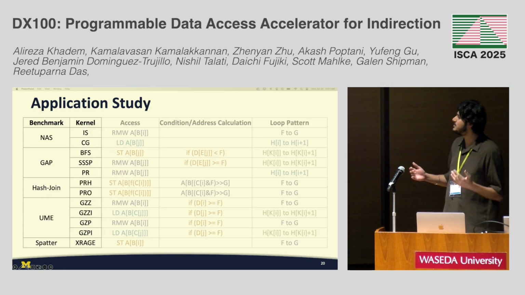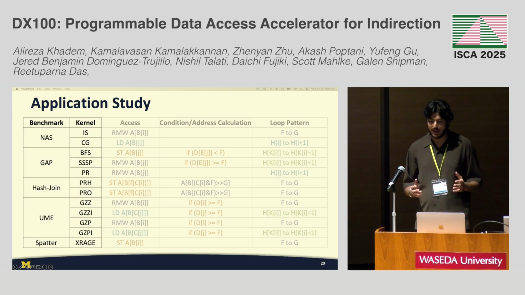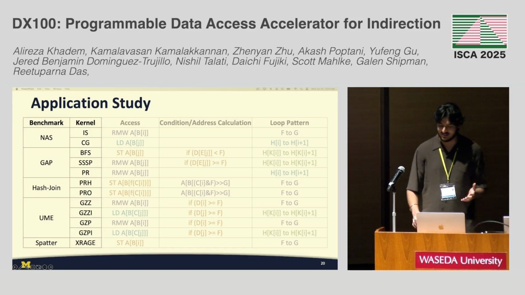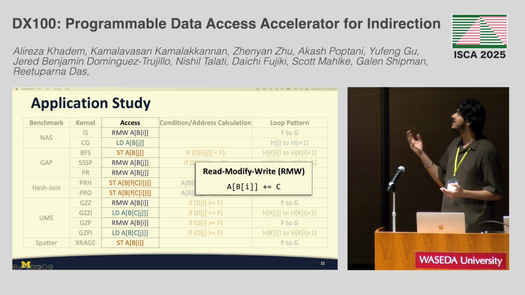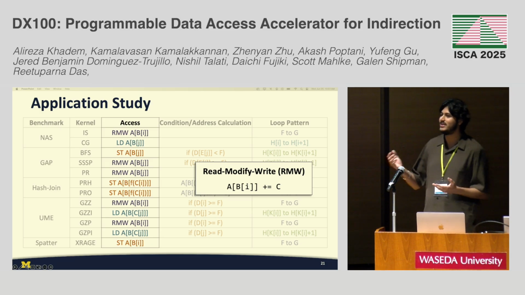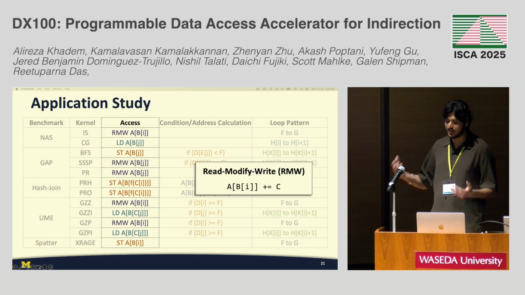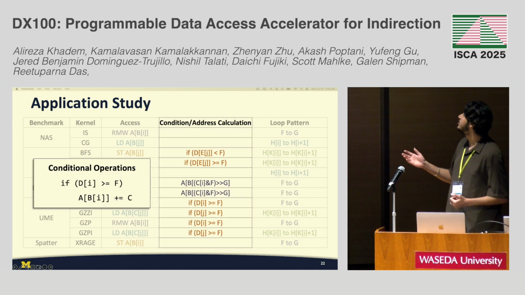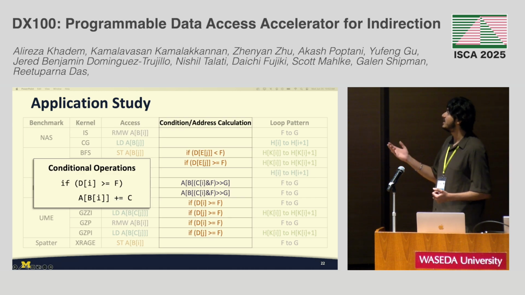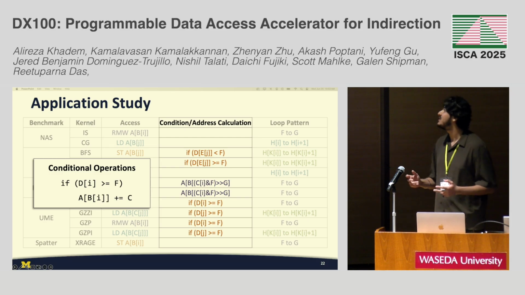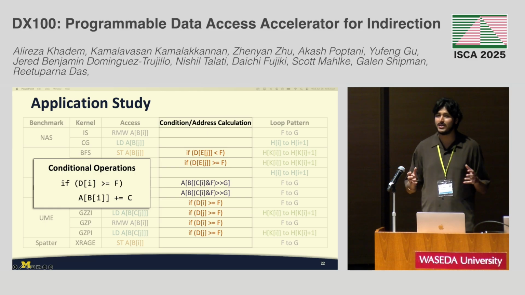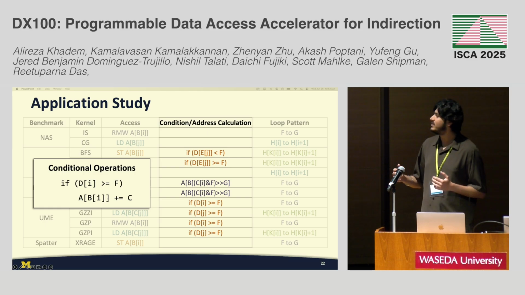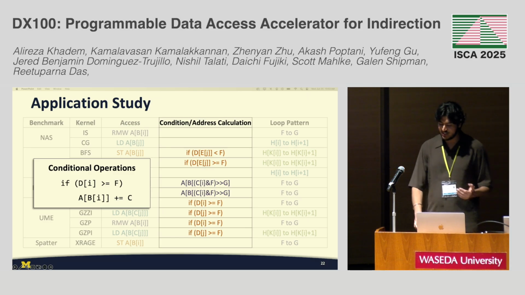We analyze the HPC applications to capture the common data patterns and design a general purpose and programmable accelerator. We observe that the three most common types of accesses are load, store, and read-modify-write. Read-modify-write is the one where we load from the memory, modify it, and write it back to the memory. We also observe that a significant number of these benchmarks have conditional operations. The prior works do not focus on conditional operations because they do not focus on stores and read-modify-write. Whereas in our work, we focus on stores and read-modify-write as well, so we have to focus on the conditional operations.